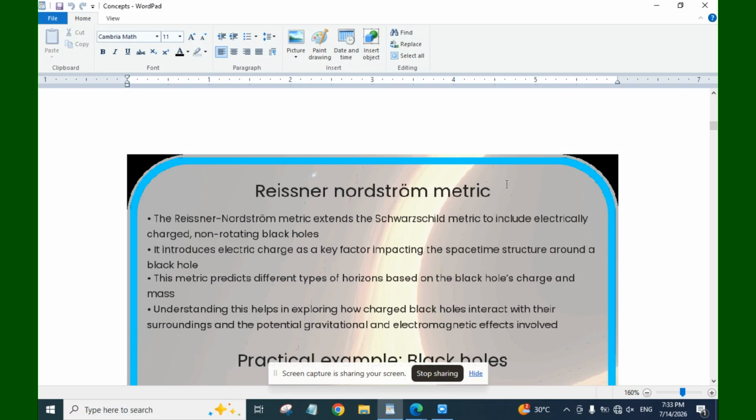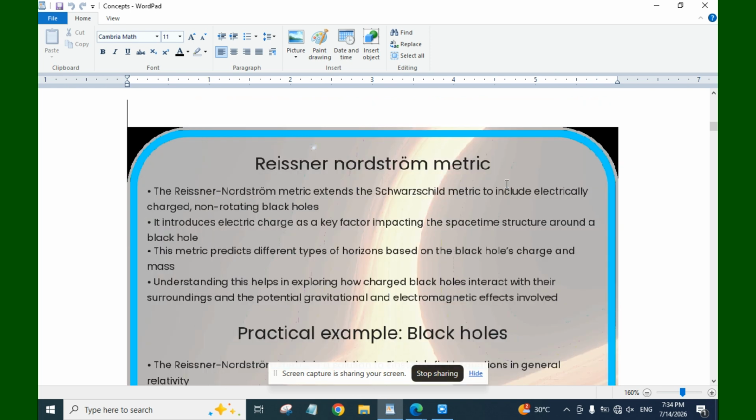Now I want to talk about the Reissner Nordström metric. The Reissner Nordström metric extends the Schwarzschild metric to include electrically charged non-rotating black holes. It introduces electric charge as a key factor impacting the space-time structure around a black hole. This metric predicts different types of horizons based on the black hole's charge and mass. Understanding this helps in exploring how charged black holes interact with their surroundings and the potential gravitational and electromagnetic effects involved. Now I want to go through the practical examples.